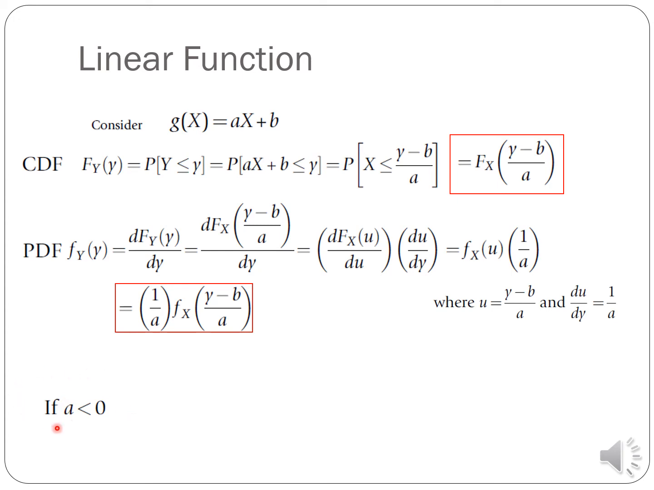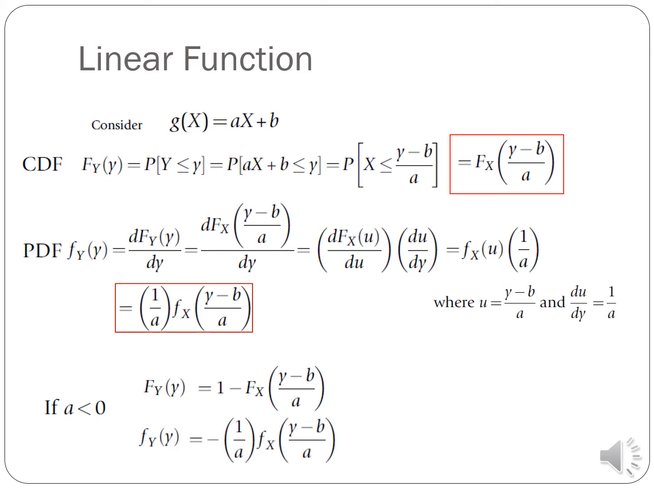Now what will happen if a is less than 0? For a less than 0, we will derive another two formulas, something like this. This is very close to the previous one, just we have to use 1 minus something for Fy, and for fy we have to just put a negative sign here. That's it. In the next slide we are going to solve a problem using these two formulas, Fx and small fx.